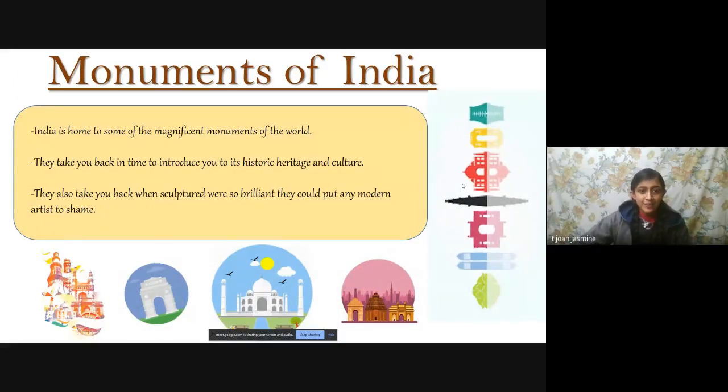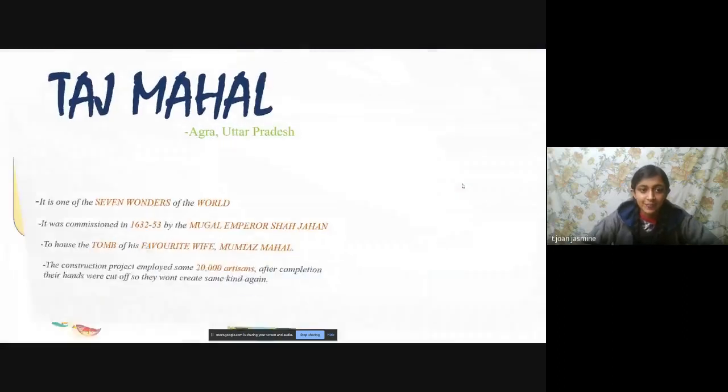In India, the monuments are a speaking stone for the rulers who commissioned them. I mean, the rulers who were in charge of building them. And it also shows the brilliance of our artists who were responsible for building the monuments. Let's take a look at some of the most breathtaking monuments of India.